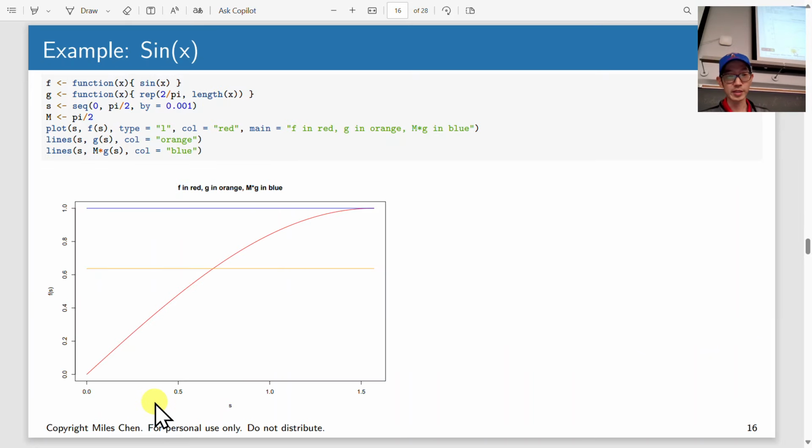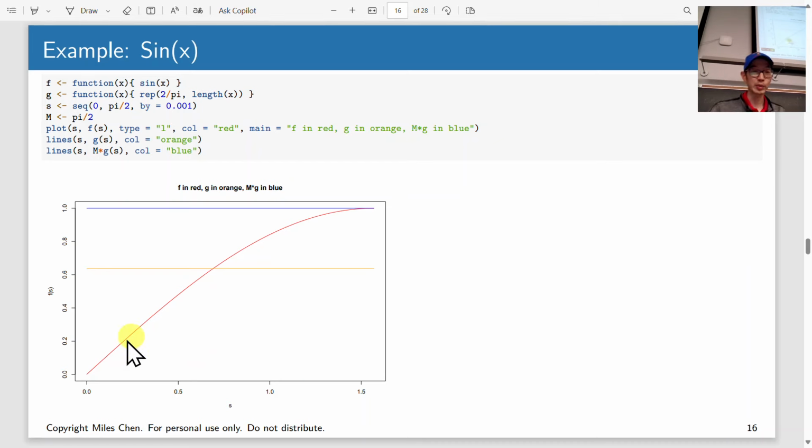And this is what it looks like. So when you go from 0 to pi over 2, sine of x looks like this. The corresponding uniform distribution has a PDF of 2 over pi, which is a little over 0.6. And then when you multiply that by pi over 2, the max value there is 1. So this is what it looks like.